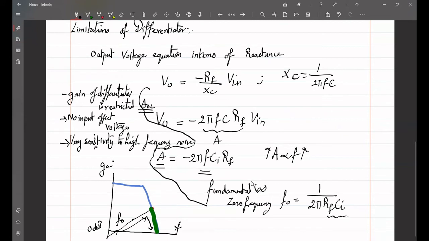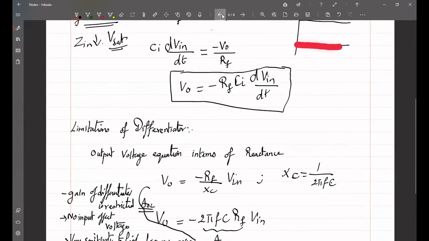So in order to mitigate this issue, the gain issue, open loop gain issue, as well as the noise, we go for the practical differentiator circuit. Before going into the practical differentiator circuit, let's see some of the applications of the differentiator circuit.